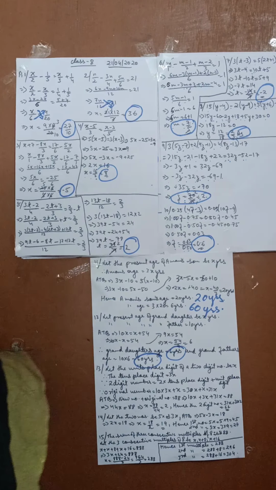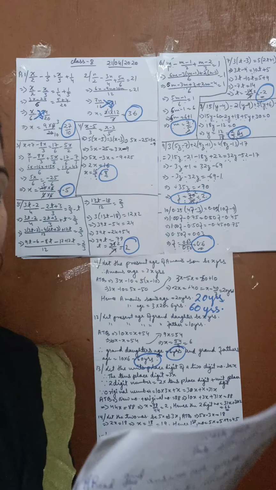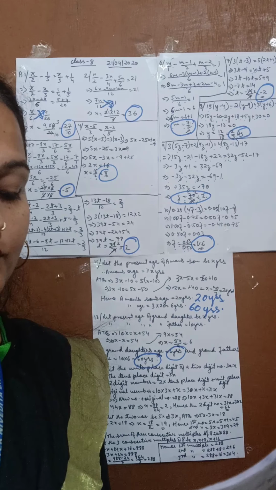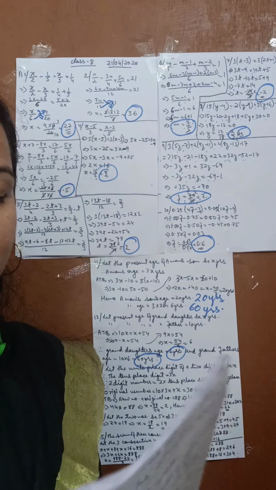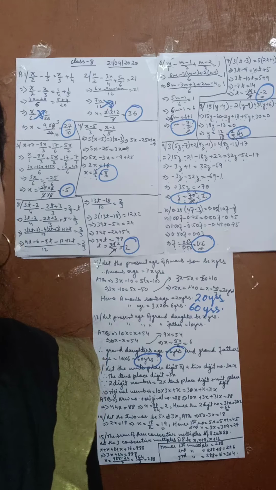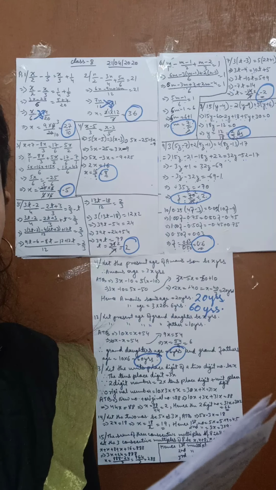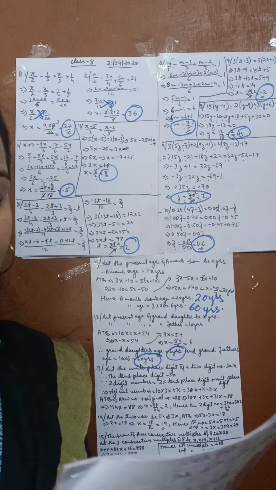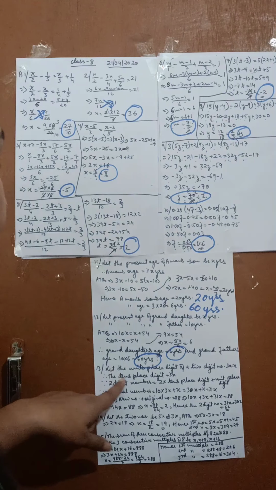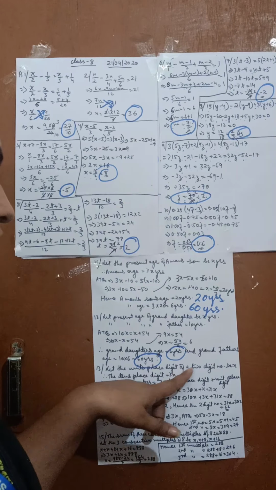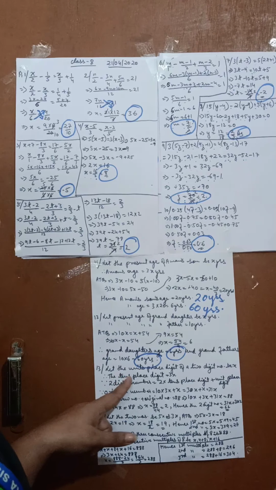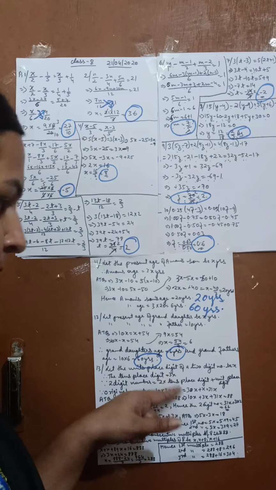Okay, let's move to question number 13. One of the digits of a two-digit number is 3 times the other digit. If you interchange the digits of this two-digit number and add the resulting number to the original number, you will get 88. So what is the original number? So let the unit place digit of the two-digit number be x. Therefore the tens place digit will be 3x.